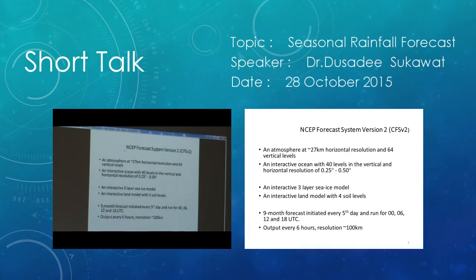Okay, and do the forecast. The model forecasts for 9 months every 5 days, and in 1 day, they run the forecast 4 times, every 6 hours. So we can see that a lot of information is available. This is available online, but the problem is to download it. You need a very fast internet.